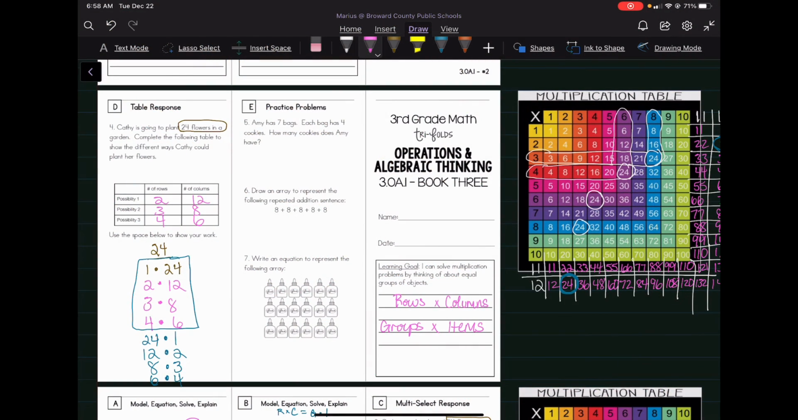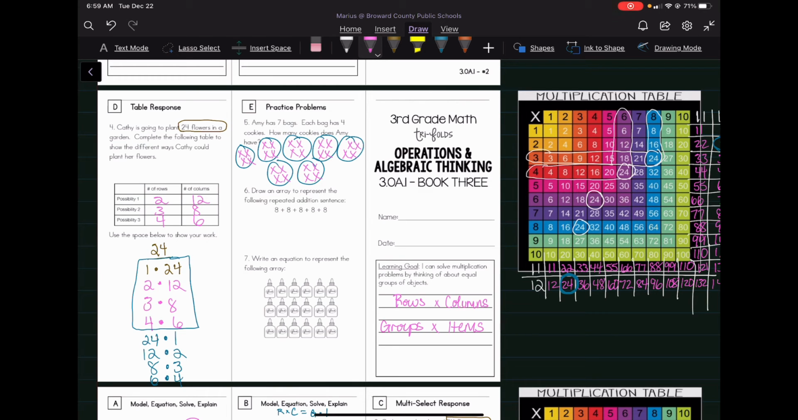All right, let's take a look at number 5. Amy has 7 bags. Each bag has 4 cookies. How many cookies does Amy have? All right, well, let's draw it out. 7 bags. 1, 2, 3, 4, 5, 6, 7. And 4 cookies in each bag. 1, 2, 3, 4, and so on for each bag.